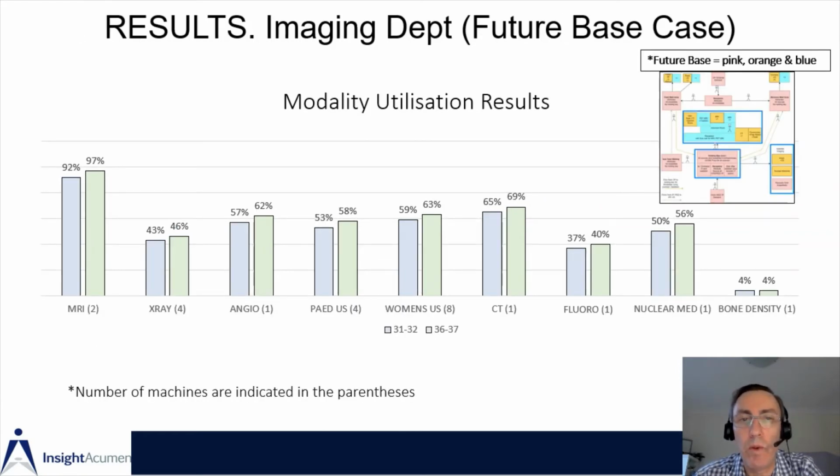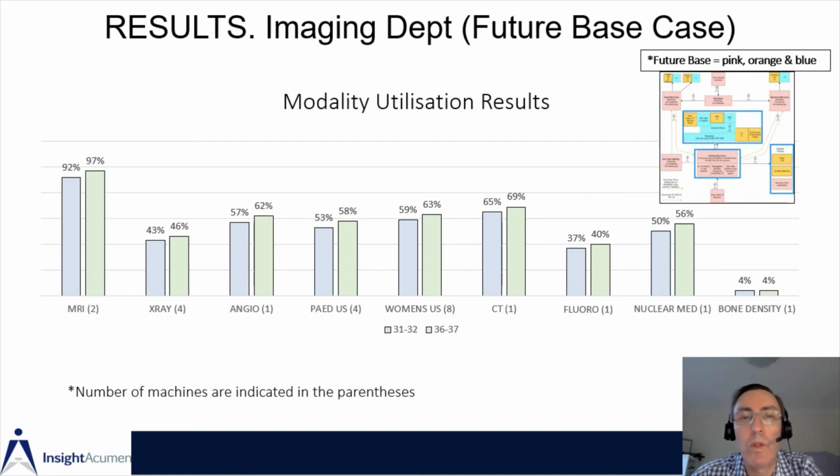Now for the future base case, this sought to model 2031-32 and 2036-37 samples without any scenario tests at this stage. From the previous process flow map, the future base is shown in the inset box at the top right here by pink, orange, and blue sections, that is all the sections.